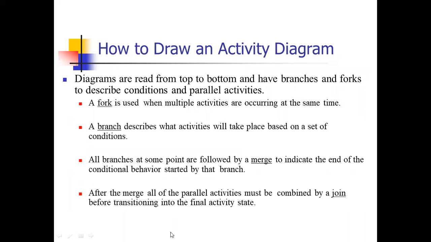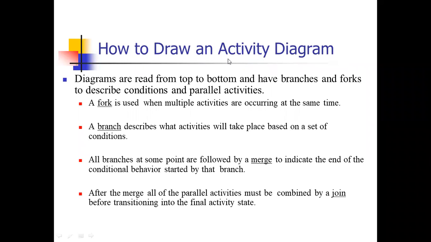Then how to draw an activity diagram. Diagrams are read from top to bottom and have branches and forks to describe conditions and parallel activities. There are some notations while drawing an activity diagram. The first ones are initial node, end node, activity, then flow. There may be questions for 1 mark in your exam like define fork, define joining, then give some examples, like draw an activity diagram that shows decision, conditions, and merge.